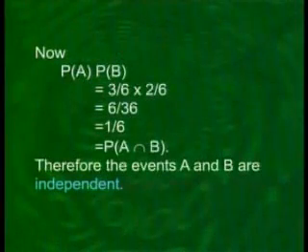Now, what about the right hand side? We have to compute probability of A into the probability of B, and it comes out to be 3/6 into 2/6, that is 6/36 or 1/6. Hence, the equation is validated and we say that the events A and B are independent. यानी हमने mathematically ये show कर दिया that the two events are independent.